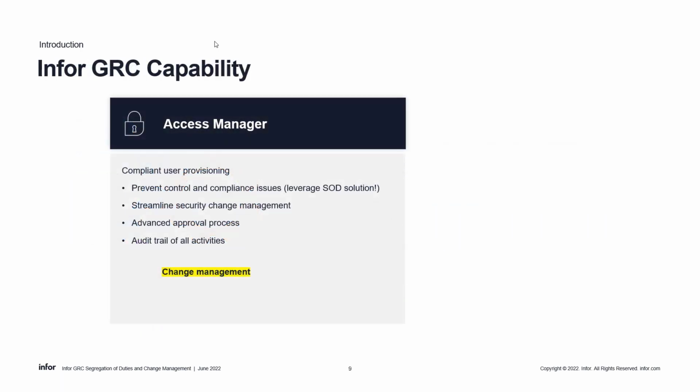The capability here around compliant user provisioning really is a streamlined process for access changes to include approval workflow and automated provisioning. The objective really is to establish a single source for ERP access changes with best practices in mind. Design as close to the current operational process as possible for ease of administration, prevent control and compliance issues, with important integration here with segregation of duties, and ensure management of mitigating controls is centralized.